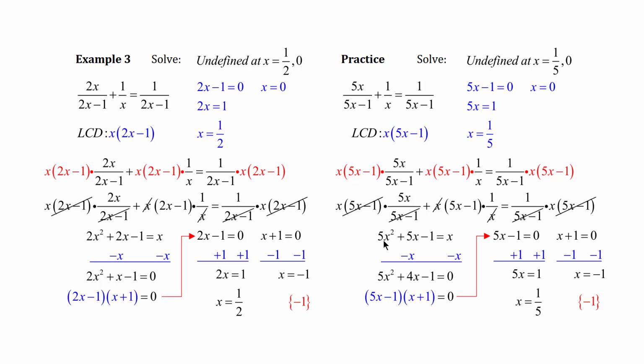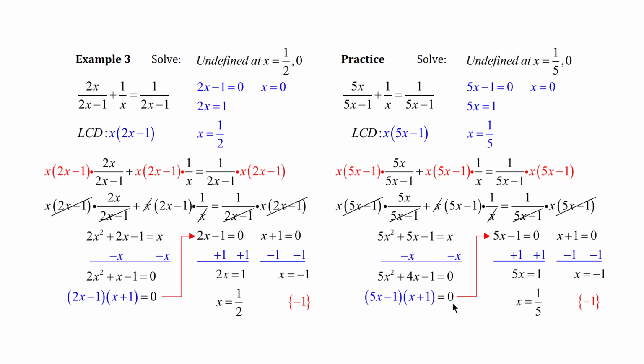So the result is 5x squared plus 5x minus 1 equals x. From here we set the equation equal to 0 by subtracting x from both sides of the equation. The result is 5x squared plus 4x minus 1 equals 0. Next we factor the 5x squared plus 4x minus 1. The result is parentheses 5x minus 1 times parentheses x plus 1 equals 0.